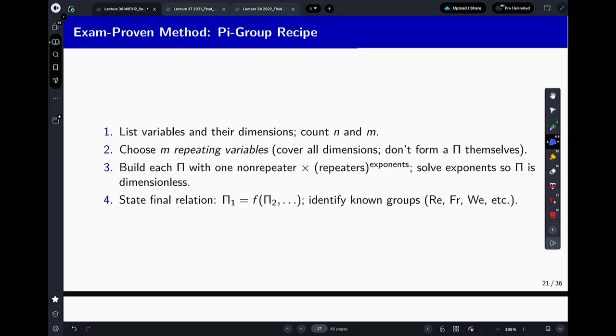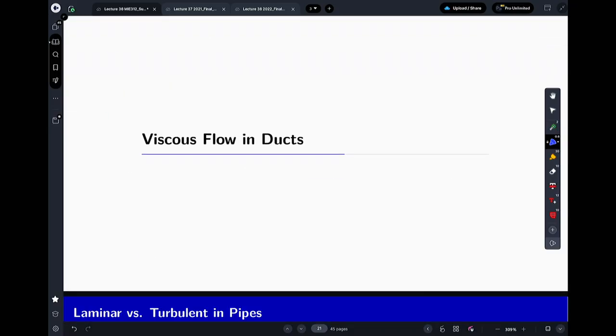Build each pi group with a non-repeater and solve exponents so pi is dimensionless. And state the final relationship. And try to identify the known groups.